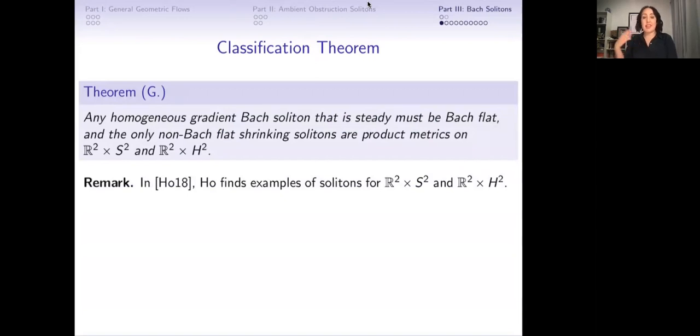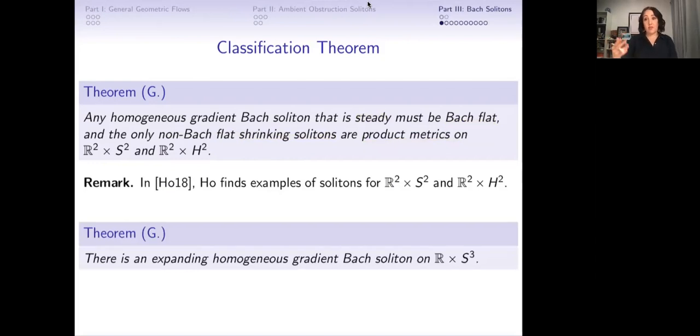One of the things that I showed ultimately is this classification theorem. This classification theorem culminates a lot of work, and I will go through how I found that and also go through a specific example, assuming that I still have time. I don't want this video to get too long. So the classification theorem is as follows. Any homogeneous gradient Bach soliton that is steady must be Bach flat. And the only non-Bach flat shrinking solitons are product metrics on R2 cross S2 and R2 cross H2. So the only shrinking solitons are going to be product metrics on these two specific manifolds. Worth noting, Ho already proved the second part. He finds examples of solitons on R2 cross S2 and R2 cross H2. What I've done is go back in, firm things up, generalize things a little bit, but they really are just lemmas to his work.